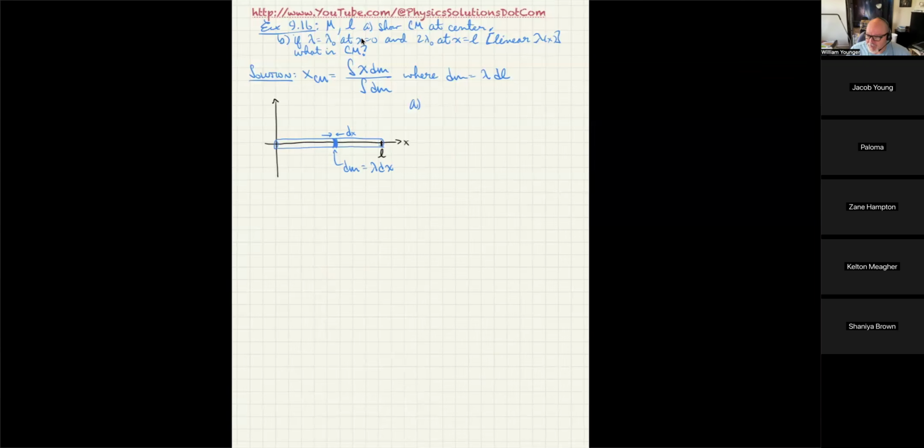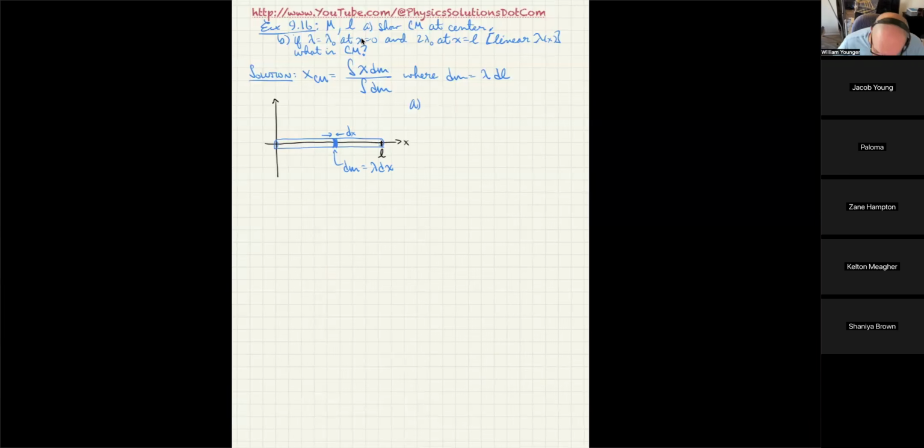So why would we use dx? In part A, lambda is a constant. That's what it means when it says something is a uniform rod. It means the lambda, or the sigma, or the rho that I showed you is a constant.